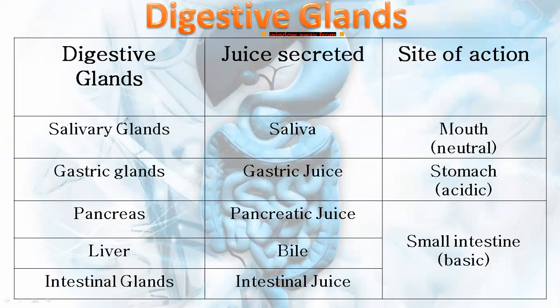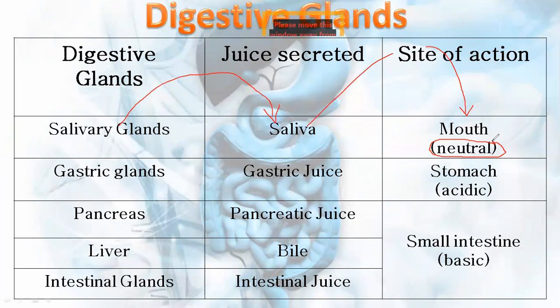For example, salivary glands, what do they secrete? They secrete saliva inside the mouth, where the medium is neutral. Let's see if you remember. So what is the neutral medium? Is the pH equal to, greater than, or less than? Let's see by raising your hands, please. Neutral medium, the pH is equal to what, or greater than what, or less than what?